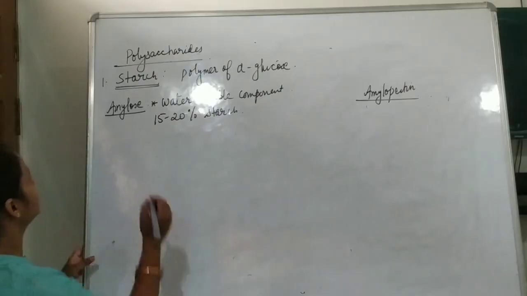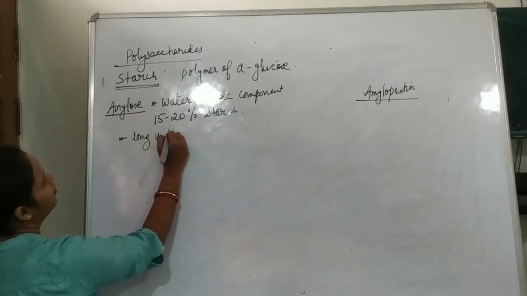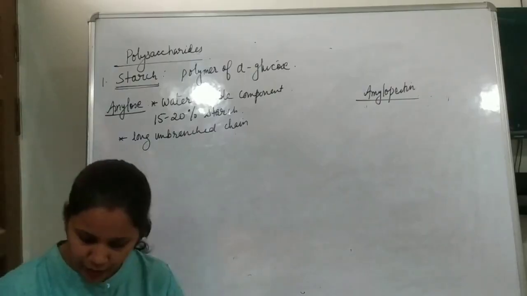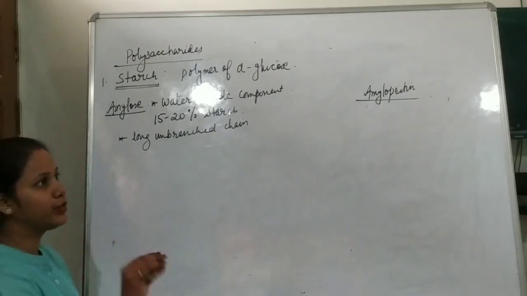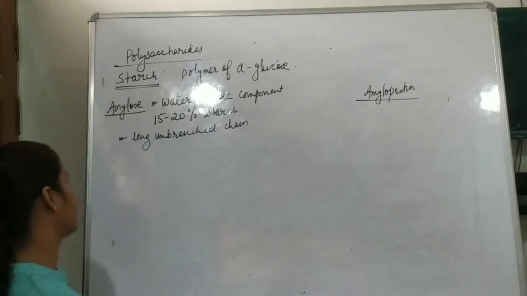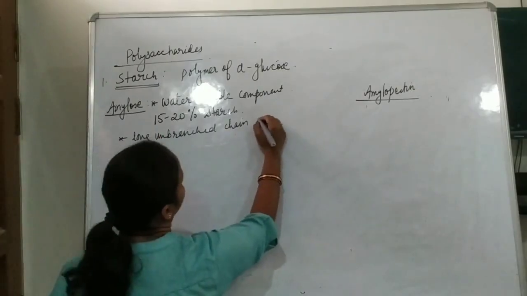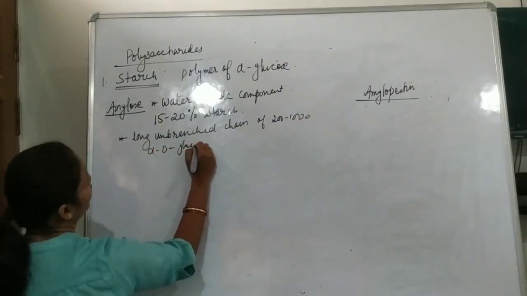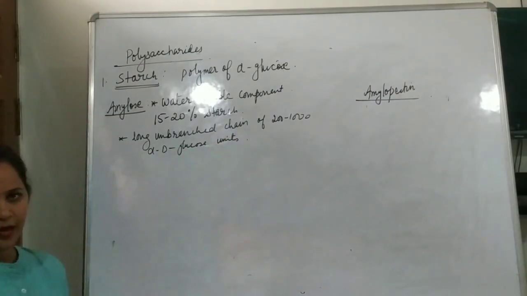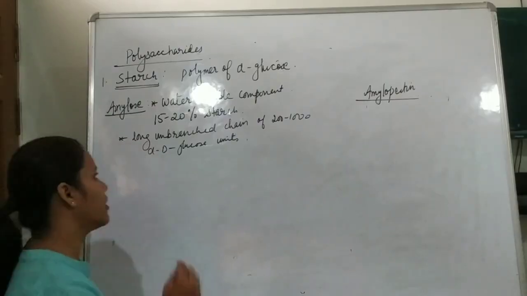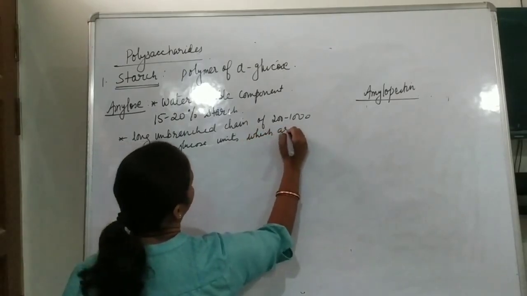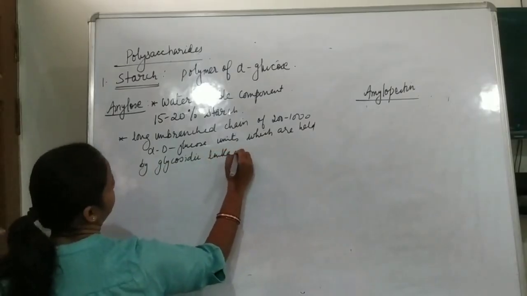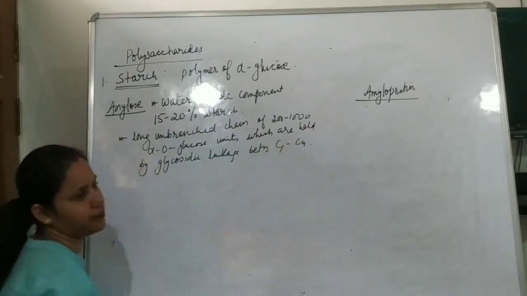It has a long unbranched chain of about 200 to 1000 alpha D glucose units, which are again held by glycosidic linkage between C1 to C4. How?